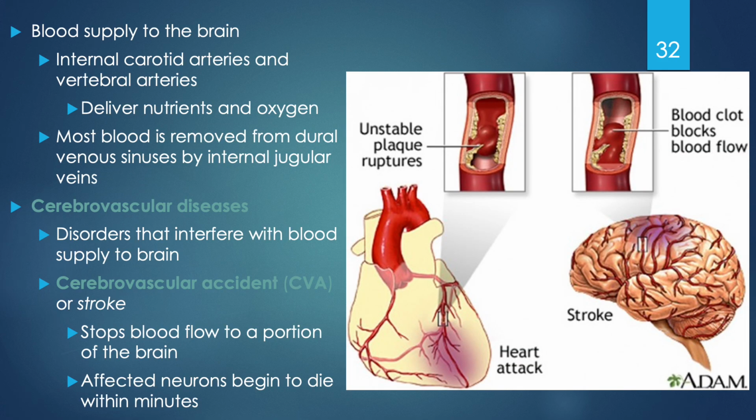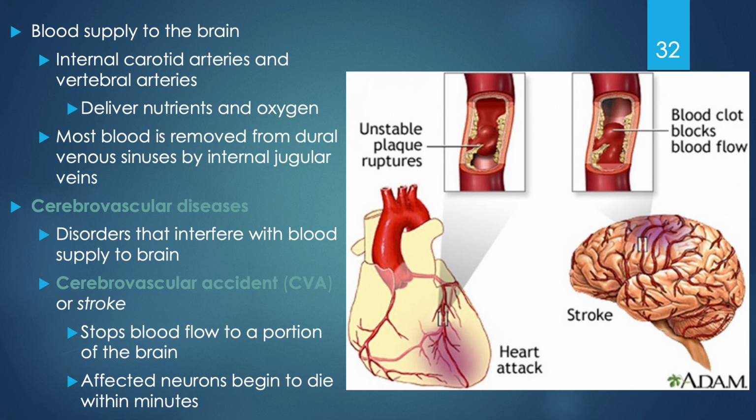The brain is supplied by blood that comes up to it by the internal carotid arteries in our neck and the vertebral arteries, which are more superior to that. And those two are going to deliver blood, nutrients, and oxygen to our brain. Most of the blood that comes to our brain is going to be removed by the dural sinuses through the internal jugular veins, coming back down inferiorly.